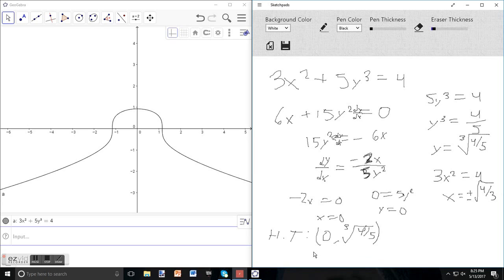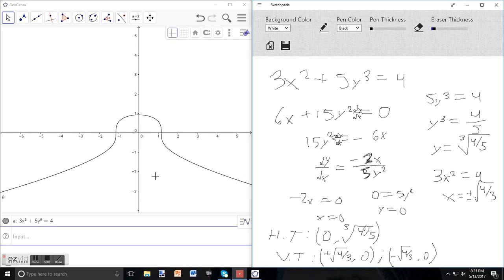And so our vertical tangents are at positive square root of 4/3, 0, and negative square root of 4/3, 0. We can see on the graph that at negative square root of 4/3 comma 0, there'll be a vertical tangent right there, and at the positive square root of 4/3.